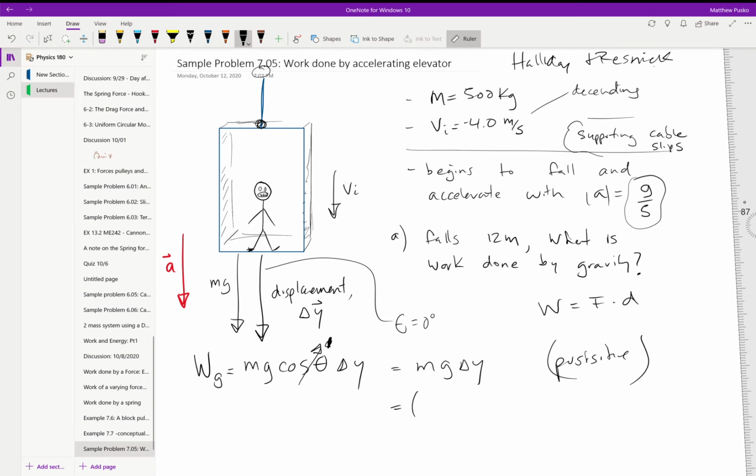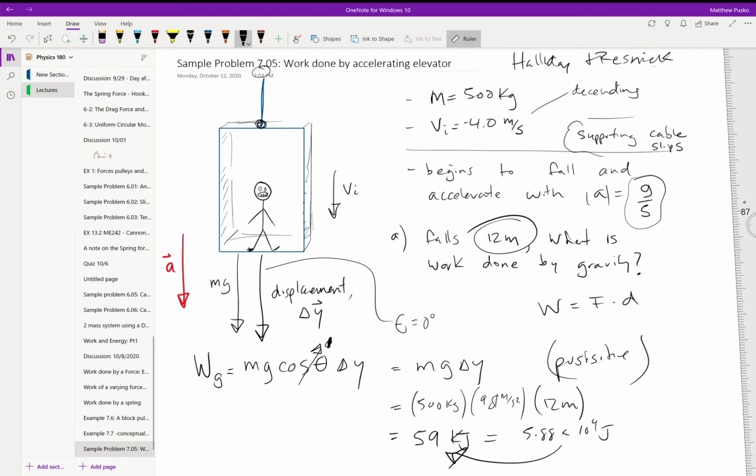And what do we get? 500 kilograms times 9.81 meters per second squared. And our displacement is what? 12 meters. And cranking the handle, we end up with 59 kilojoules. So this actually came out to be 5.88 times 10 to the 4th joules. You need to know how to put that into kilojoules for sure.